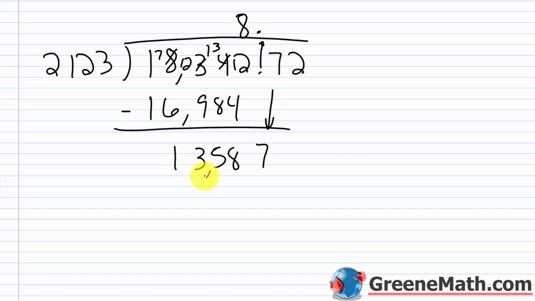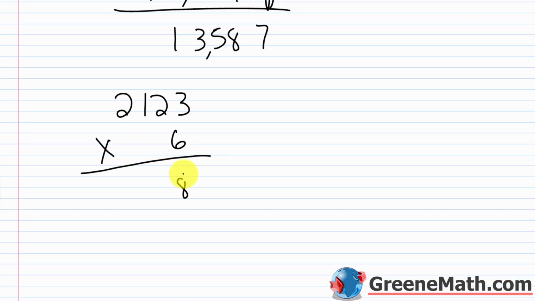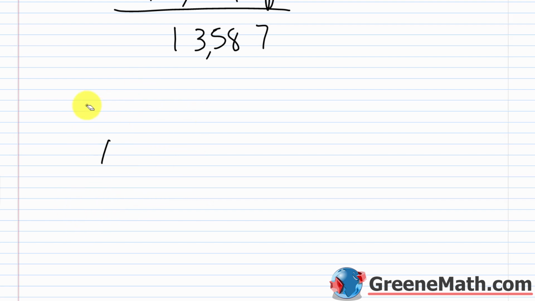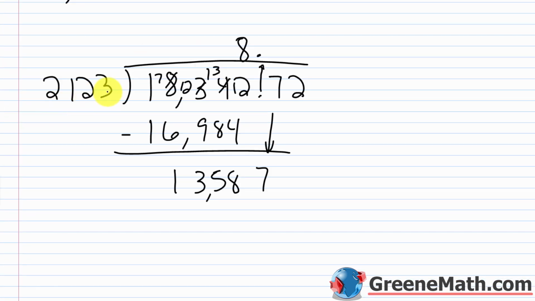So now I'm working with 13,587. So again, I'm going to make a little guess. What I do is I think about, okay, 2,000 times 6 would give me 12,000. Let's just try that out first. So 2,123 times 6. Let me scroll down. Get a little room going. 6 times 3 is 18. 6 times 2 is 12, plus 1 is 13. 6 times 1 is 6, plus 1 is 7. 6 times 2 is 12. So 12,738 is as close as we can get. So 2,123 will go into 13,587 6 times.